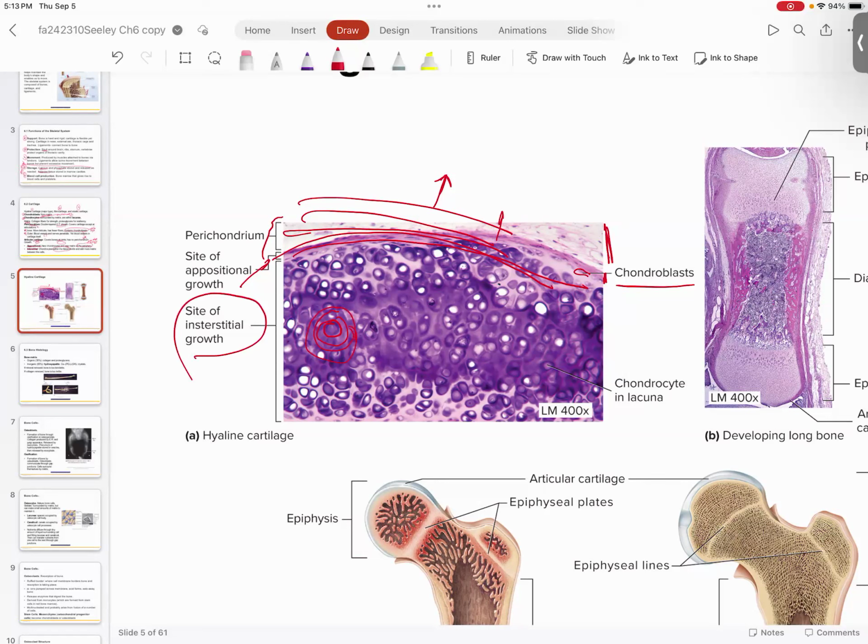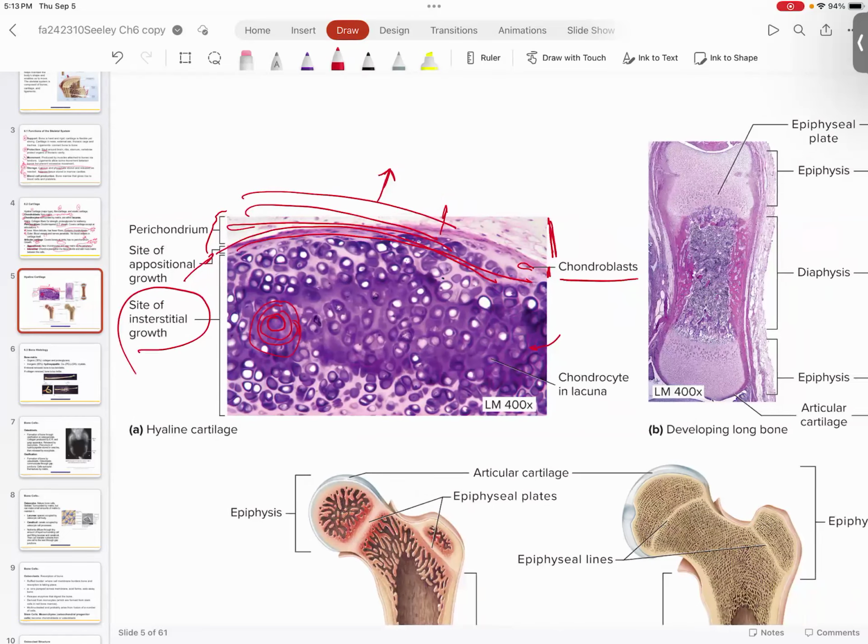So it's happening within the actual matrix and between the cells themselves. So here you can see hyaline cartilage where you get a lot of this interstitial growth. That's mostly what you guys were noticing and recognizing when you looked at your hyaline cartilage slides, especially your trachea slides, that kind of airbrush, kind of glassy look of the hyaline cartilaginous matrix.